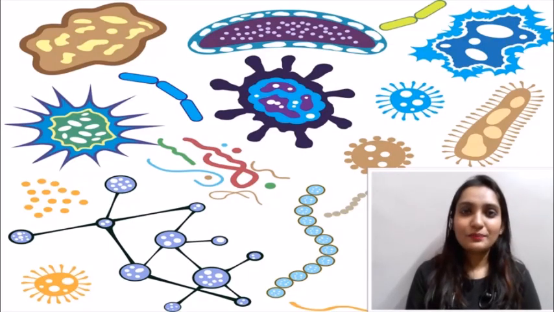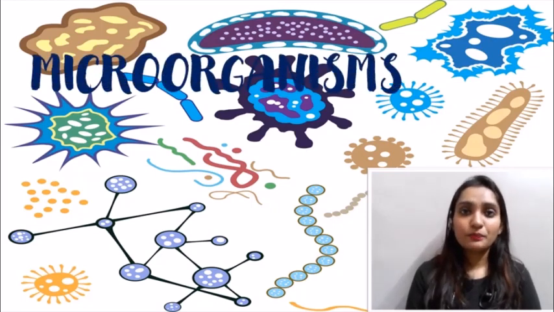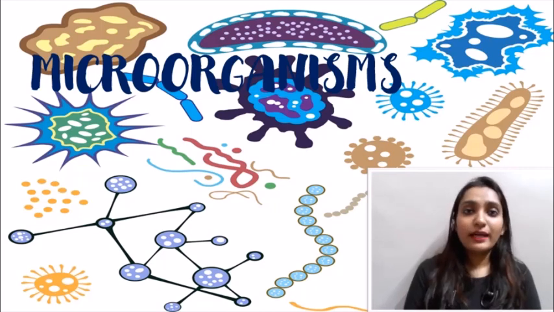Hello students. In this chapter, we are going to learn about a few microorganisms. Now, we all know that microorganisms cannot be seen with our naked eye and we require a microscope or an electron microscope to see them. So, microorganisms are present all around us. Even in the form of food, we consume microorganisms.